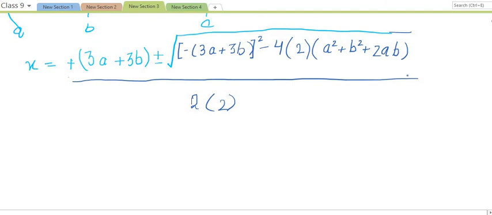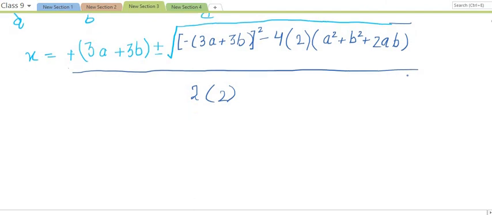Okay, this becomes x equals 3a plus 3b plus minus the square root. This is a negative, because of the square it becomes positive. Open this a square b square form, it becomes 3a square plus 3b square plus 2ab. This is the formula, a plus b whole square.